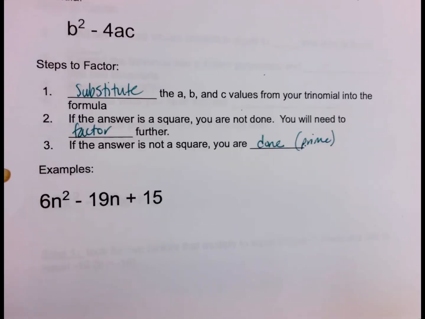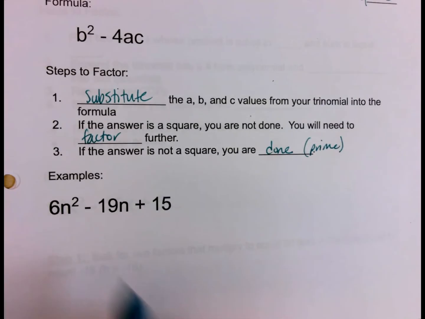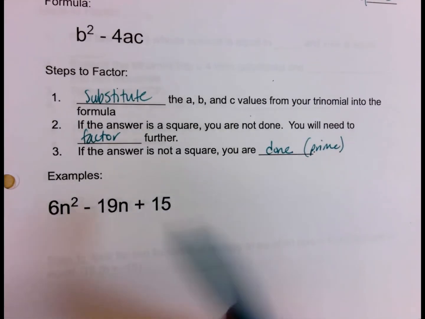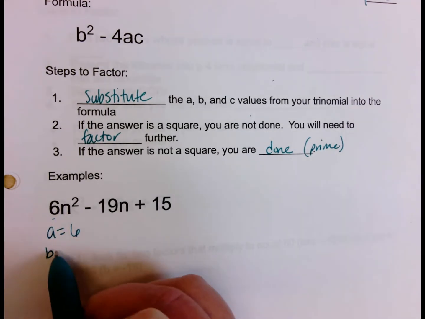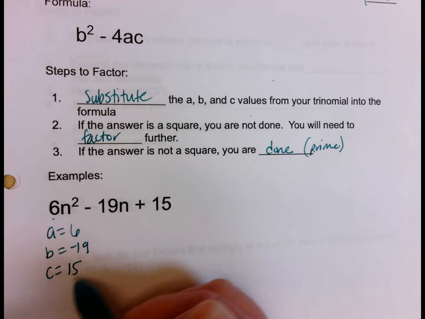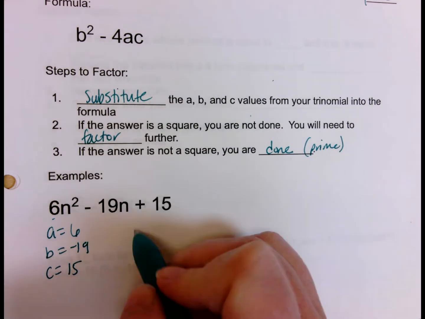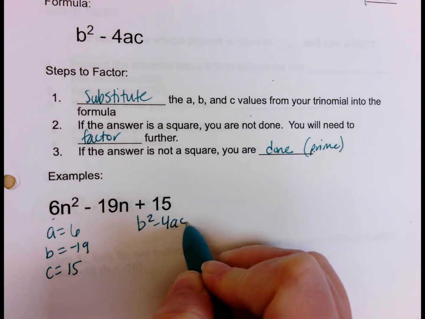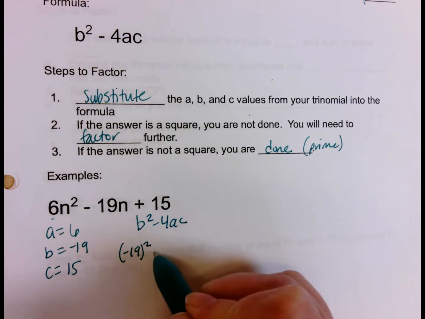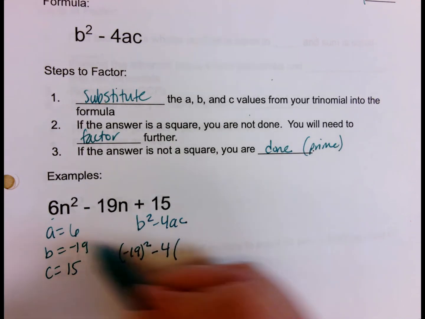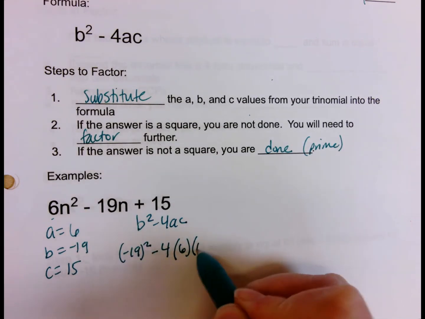So here's a couple of examples. First off, we check to make sure it's in standard form, and it is. So the value of a here is 6, the value of b is negative 19, and the value of c is 15. These are the values that we're going to plug into our formula. So here's the formula, and we plug in b, so negative 19 squared, minus 4 multiplied by a, which is 6, and c, which is 15.